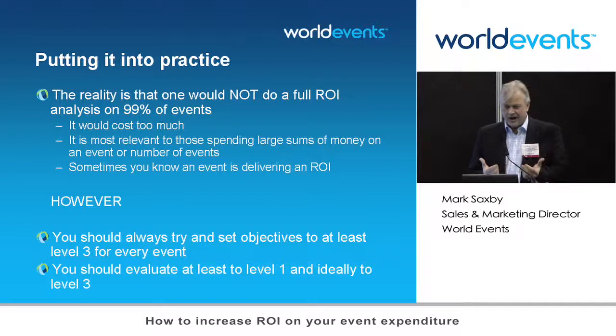I believe you should always try and set objectives to at least level 3, if you can, for every event. Level 2 is an absolute must, and you should always evaluate to at least level 1, and very much ideally 2 or even level 3. And if you start off with those as your sights to aim for, then I think it's a good stepping process to move yourselves up the levels. But start at level 1, 2, and perhaps move to 3, and then who knows, move up the tree, as it were, up the pyramid.